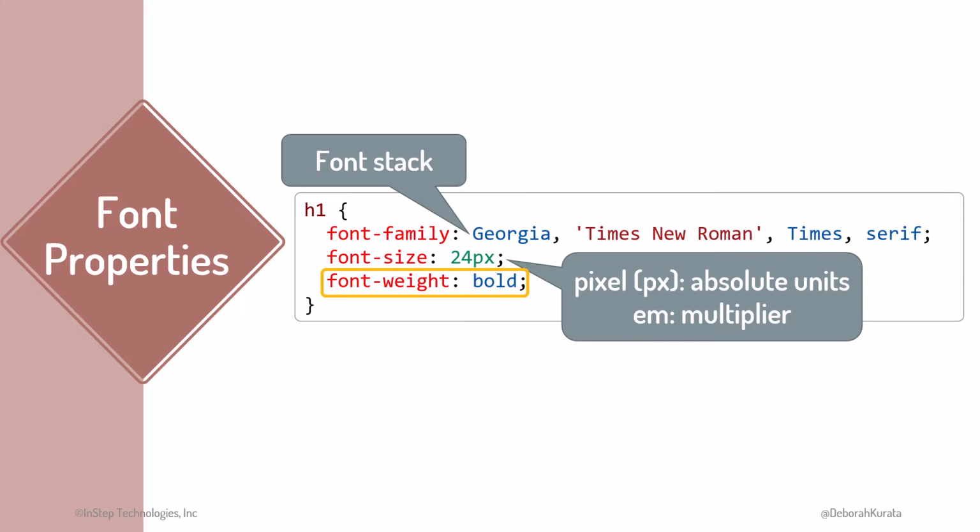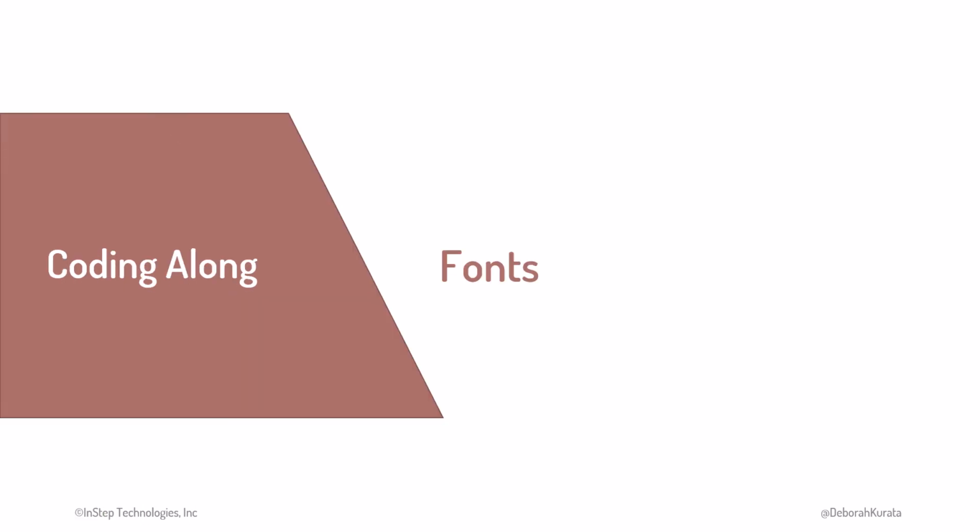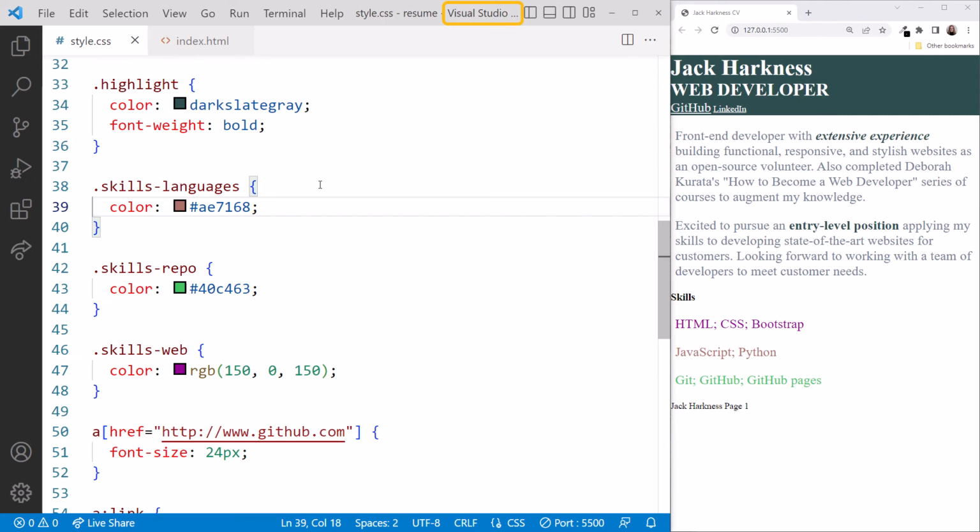And font weight sets how bold the text is. Instead of setting all of these individual font properties, we can use shorthand syntax and put all of the values on one property, font. Note that the properties must be defined in order, with the weight, then the size, then the family. Now let's give these a try. On our resume page, we'll try out some different fonts. I still have VS Code open with Live Server running and the browser displayed on the right. Let's try out some fonts with the new paragraphs we recently added.